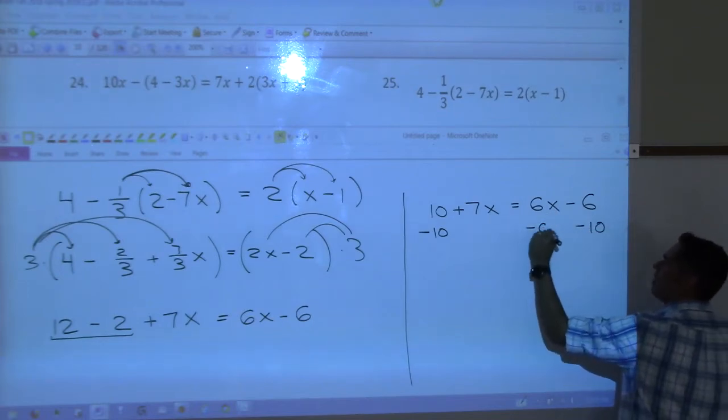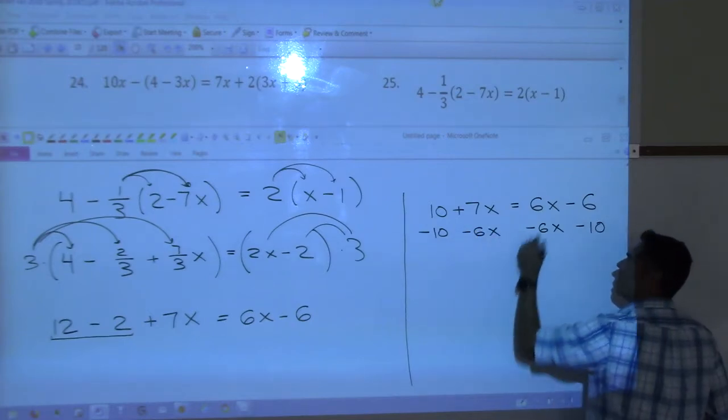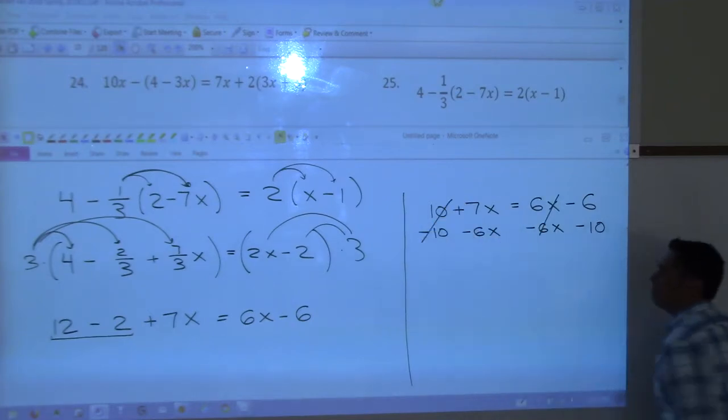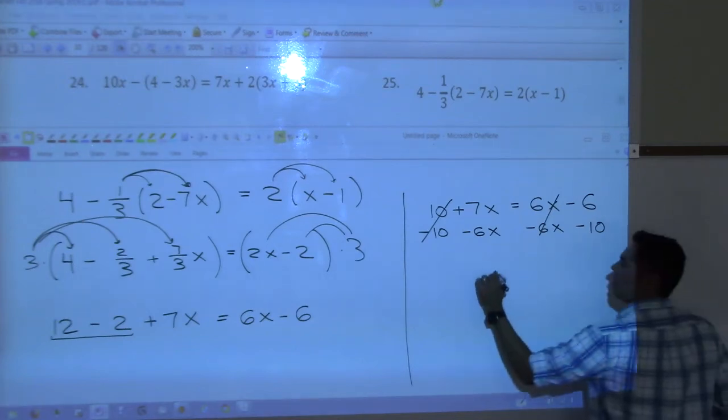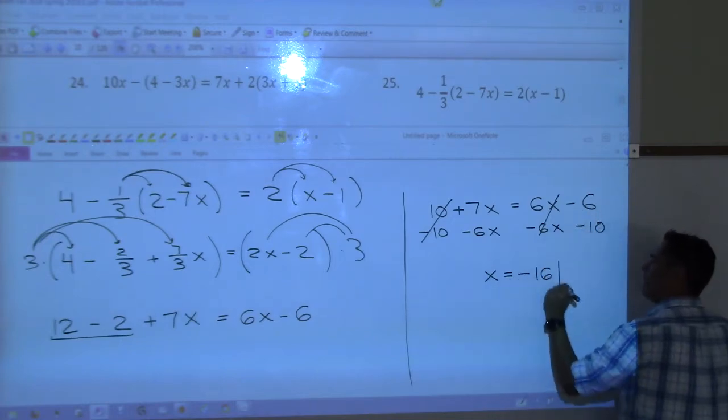So get rid of the 6x, so you're going to subtract 6x. Yes. And subtract 6x. Okay, so that'll get these to cancel, that'll get that to cancel. So Christian, what would you have left here when your x will equal negative 16? x will be equal to negative 6, take away 10, negative 16. There you go.